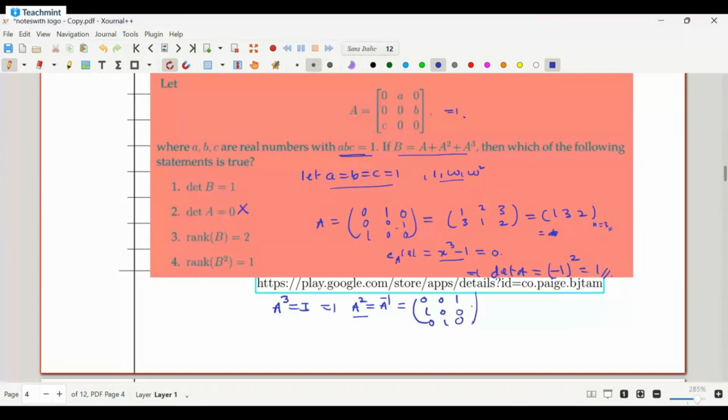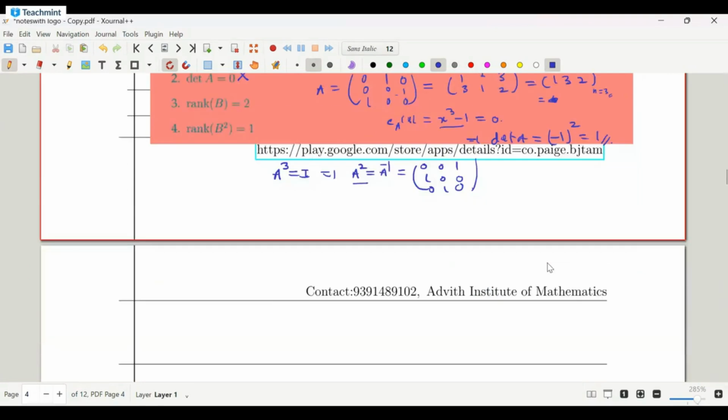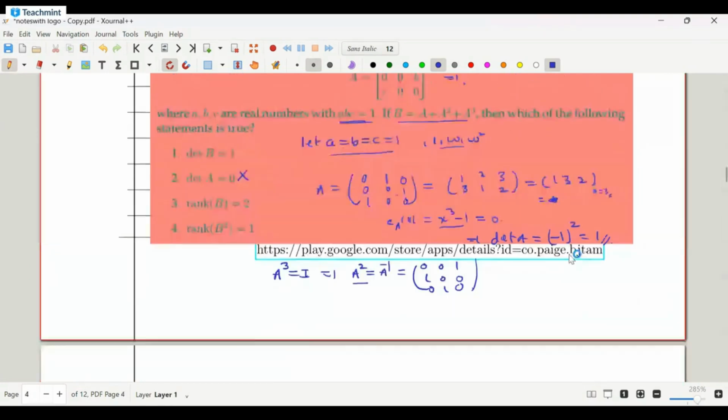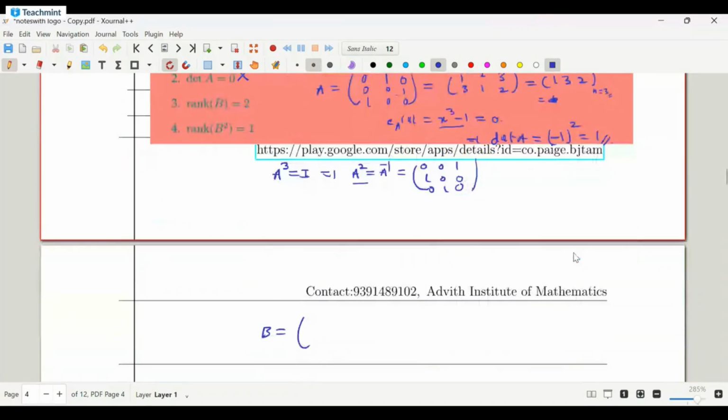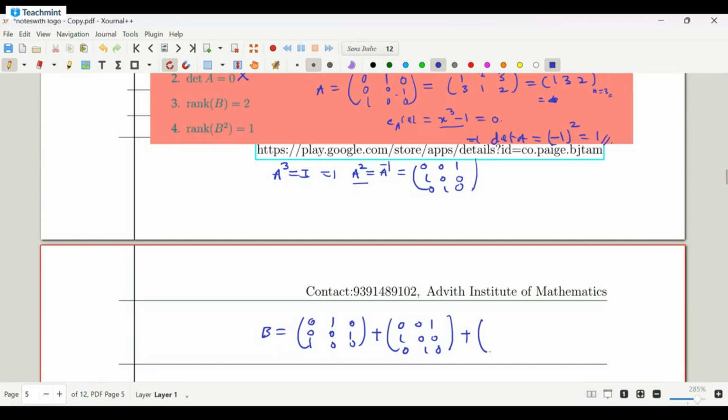So now we need to find B, sir. What is B? B is equal to A plus A squared plus I: the matrix 0 0 1, 1 0 0, 0 1 0 plus A squared, which is 0 0 1, 1 0 0, 0 1 0 transposed, plus I, which is equal to 1 0 0, 0 1 0, 0 0 1.